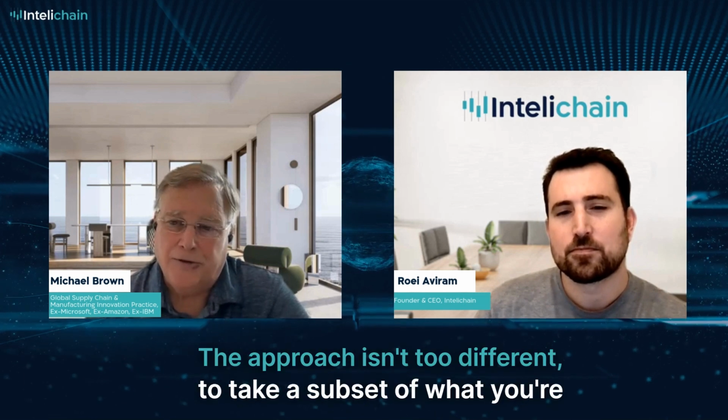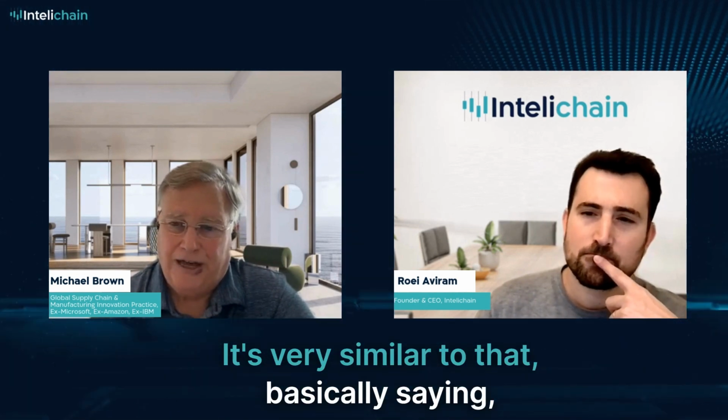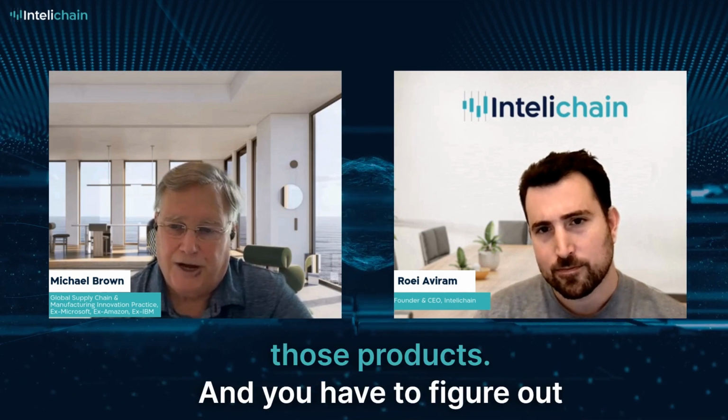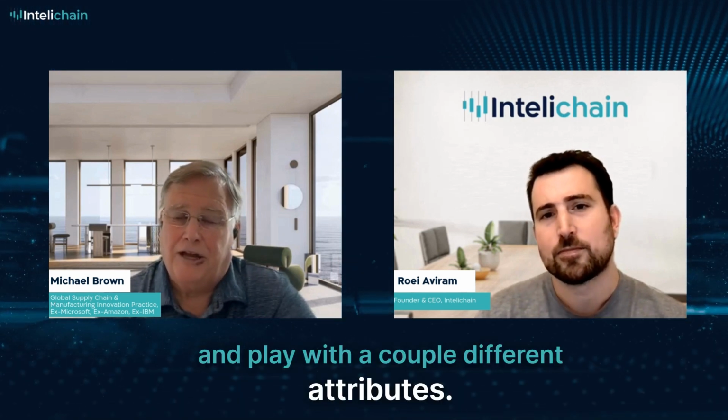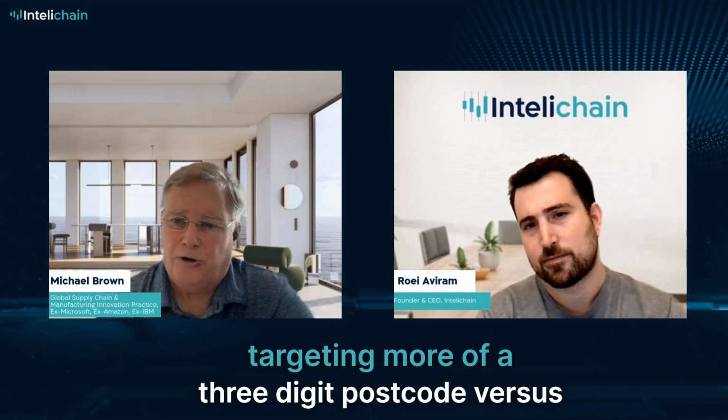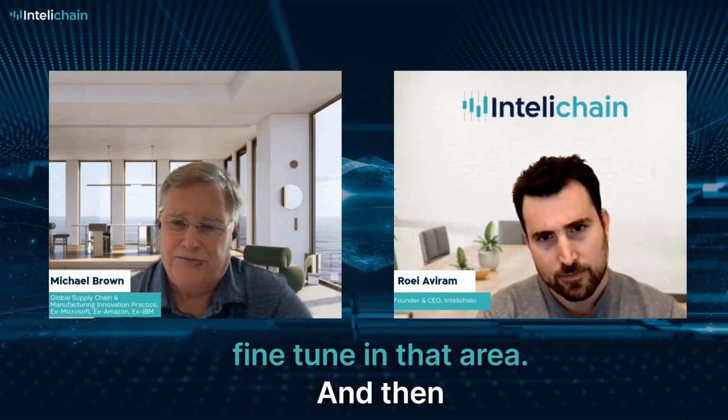The approach isn't too different from how we would do POCs 4 or 5 years ago with ML. Let's ring fence a varied set of products and forecast them for a period of time. Typically we would do 8 to 12 weeks and do a Gen AI forecast for those products. You have to play with a couple of different attributes. How much do you care about price sensitivity right now? How much do you care about competitor aspects? How much do you care about targeting a 3-digit postcode versus tying it back to an inventory location? There are different attributes to fine tune in that area.